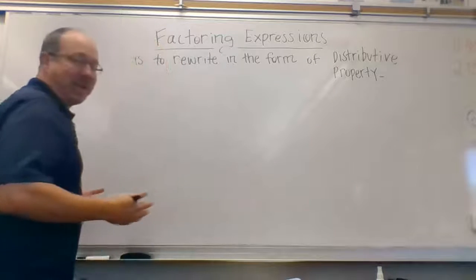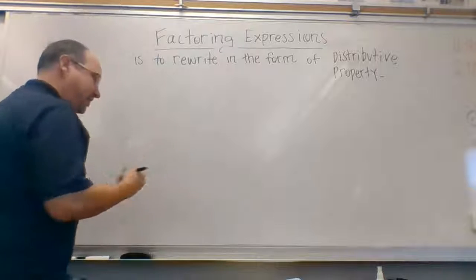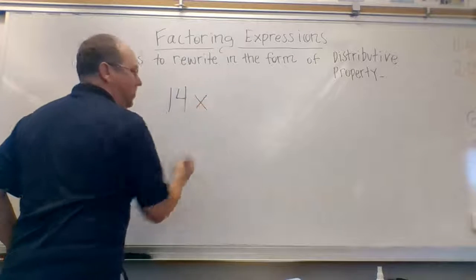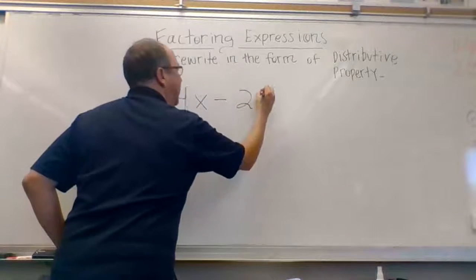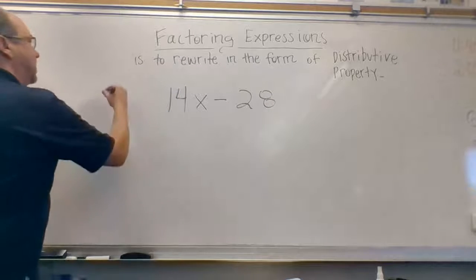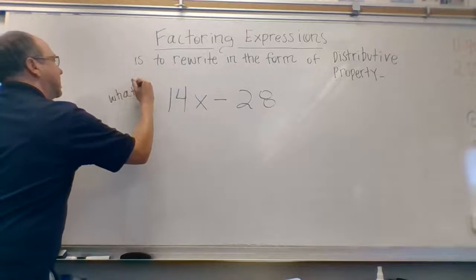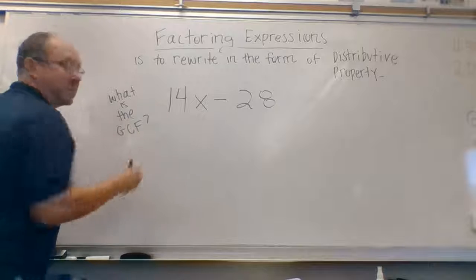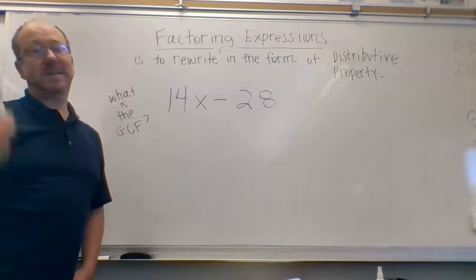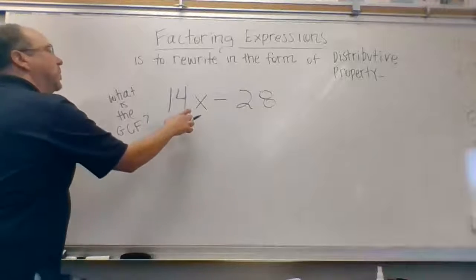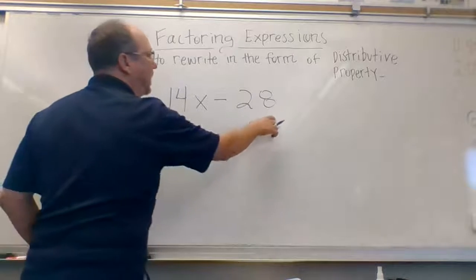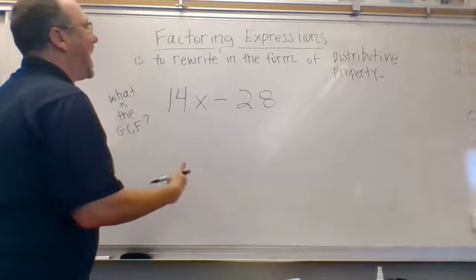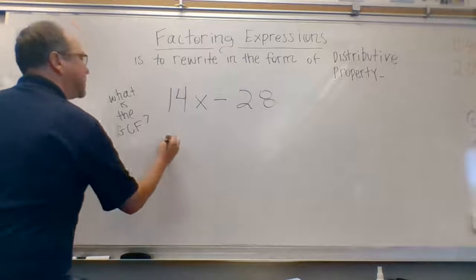Now, let's look at a situation where we need to factor an expression, where we're asked to do that. So we're going to take the expression 14x minus 28, and we're going to ask ourselves, what is the GCF? You guys remember what GCF is? Greatest common factor. So when we're looking at 14 and 28, what's the greatest common factor? 14. So we can factor that out and rewrite this in the form of distributive property.